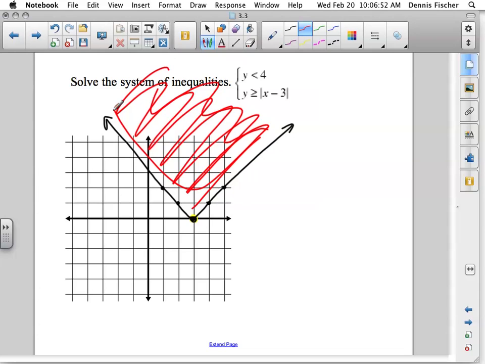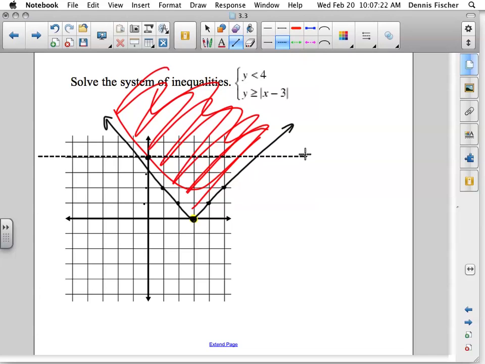Good. Watch on that. Now my next equation. Y. Now last problem we did is x, right? X equals was a straight up and down line. This is y equals, so it's going to be a horizontal line at 4. So we're going to go up to 4 here. 1, 2, 3, 4. It's going to be a dotted line. There's no equals there, so I'm going to have a dotted line at 4.